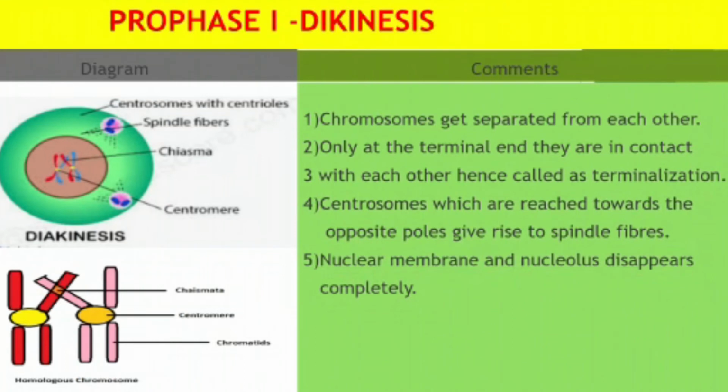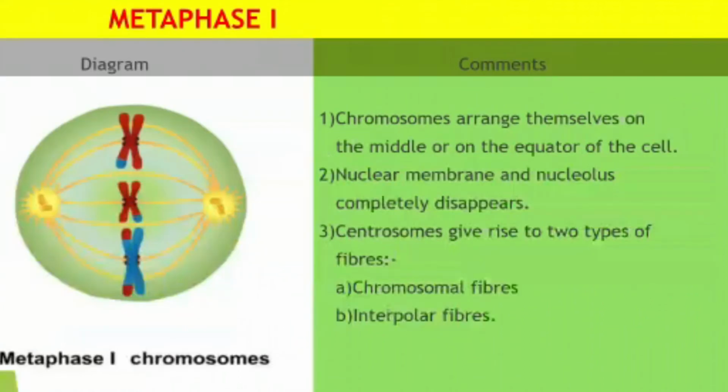Okay, so here we have completed diakinesis. In diakinesis, the chromosomes are separating from each other. Only at one end they are attached. That is called terminalization. The centrosome reaches the opposite poles and gives rise to spindle fibers. The nuclear membrane and nucleolus disappear so as not to create any disturbance. So here we have completed prophase 1.